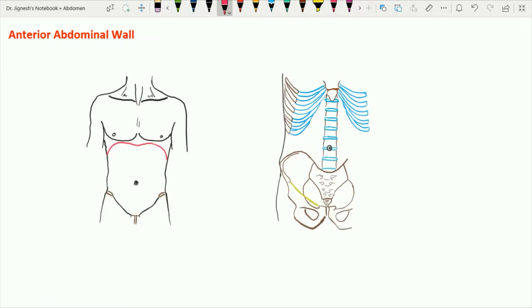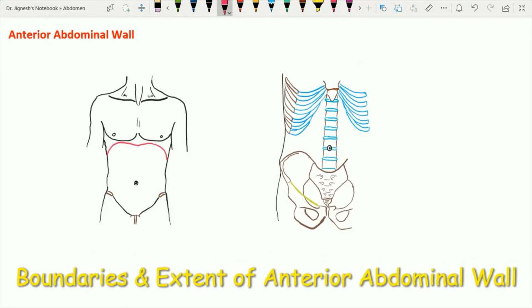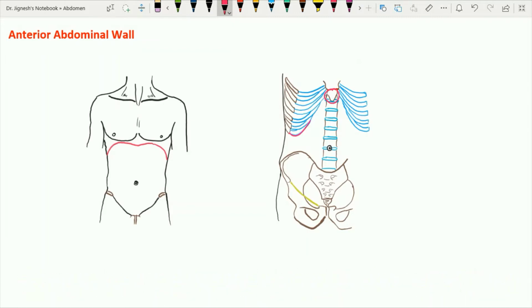Hello friends, let's see the anterior abdominal wall. The anterior abdominal wall is limited above by the xiphoid process and on each side by the costal margin, and this costal margin is formed by the 10th, 9th, 8th and 7th costal cartilages on each side.